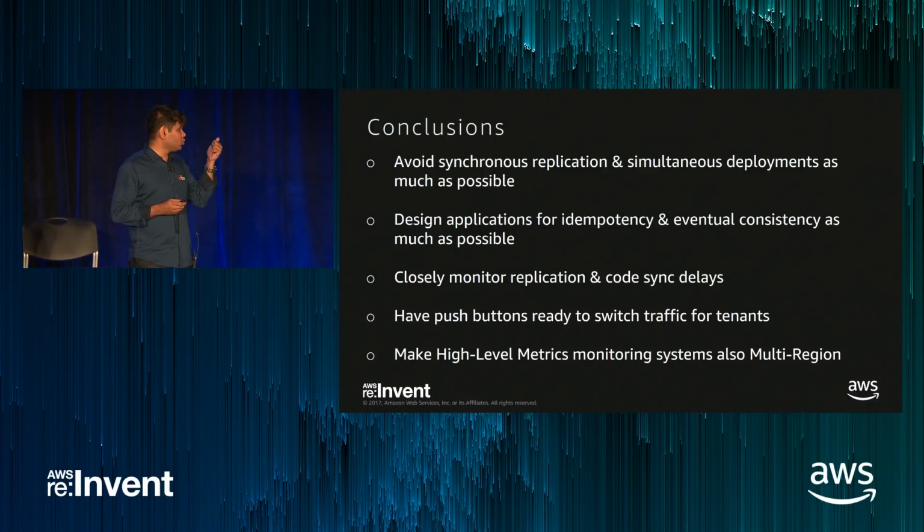Have push buttons ready to switch the traffic. So for whatever reason, if you believe that you can't handle Texas traffic in the West Coast and you want to route it to the East Coast, you should have a push button or a script ready to do it, because it might involve multiple operations like making some Route 53 API calls, changing the direction of replication data traffic, and all that. So you should have push buttons ready should you wish to do such failovers. The next one is make your high-level metrics monitoring systems also multi-region. Otherwise, if a region becomes inaccessible, you completely lose history or track of what happened in that region.